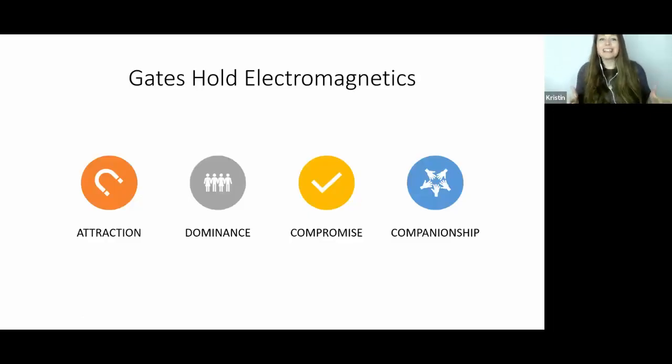All right, so now let's talk about electromagnetics, right? Electromagnetics in human design is all about attraction and attracting. These auras are attracting hanging gates and other channels and gates and centers into your life. And what happens is it creates dominance, compromise, and companionship. And we're going to talk about each of those now.